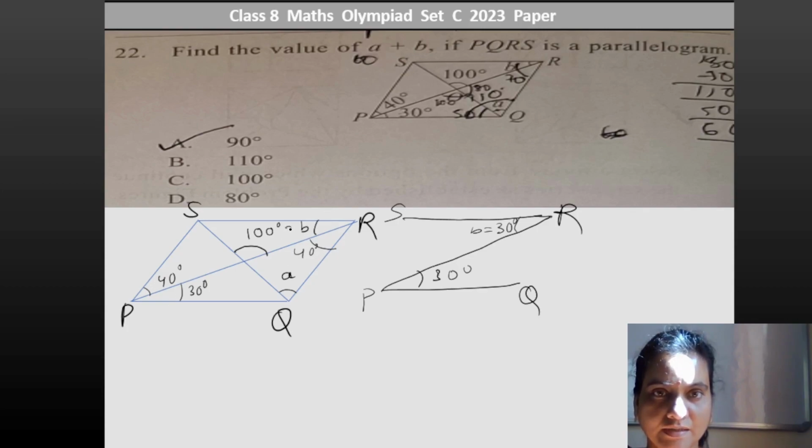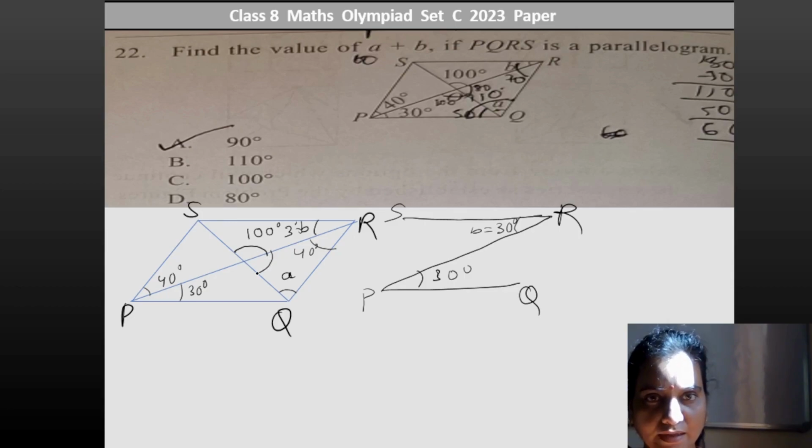So if this is 30 degree, this entire angle is 70 degree, this entire angle is also 70 degree, which is true in case of opposite angles. In case of a parallelogram, they are the same. Now if this is 100 degree here, this SQ is a line, so obviously this 100 degree here and this one are forming a linear pair, so this will be 80 degree.